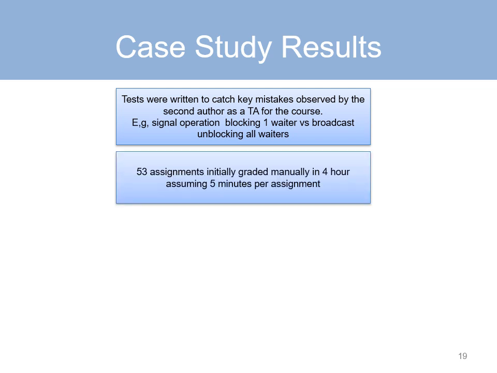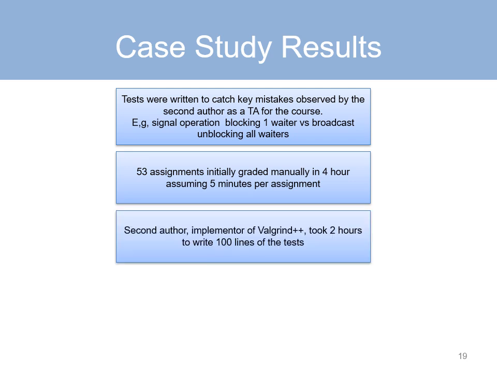There were 53 assignments initially graded manually. They didn't really time the grading, but assuming it took 5 minutes, which is pretty conservative, it would have taken 4 hours to grade those 53 assignments. This is kind of cheating because Nalin was also the builder of the system, but it took him 2 hours to build the tester for this.